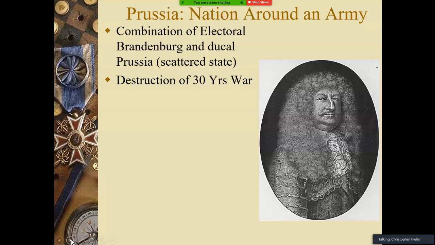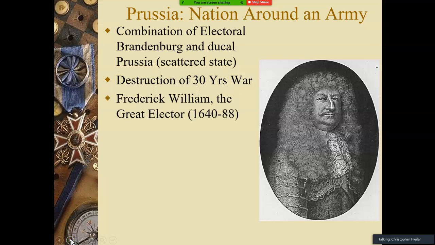It had small population, not a lot of natural resources, and it didn't even have contiguous territory, right next to each other. So it experienced widespread destruction in the 30 Years' War. And so the person who basically lifted Prussia out of its backwardness was Frederick William, the Great Elector, not to be confused with the later Frederick William I.